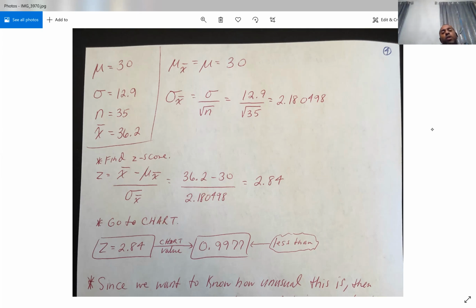So we have to find our z-score, doing 36.2 minus 30 divided by 2.180498, and that gives us 2.84. All right, then we go to the chart. 2.84 chart value gives us 0.9977. And once again, there's a reminder that whatever the chart gives us is always less than. So that's what that is for.